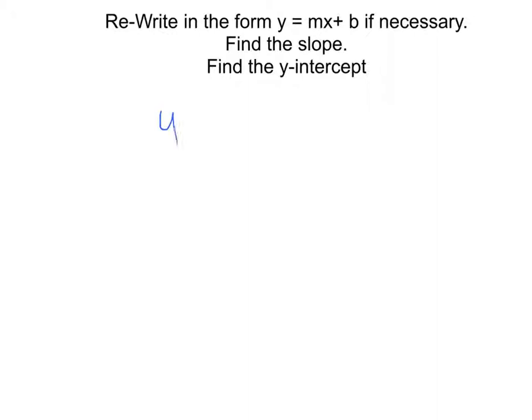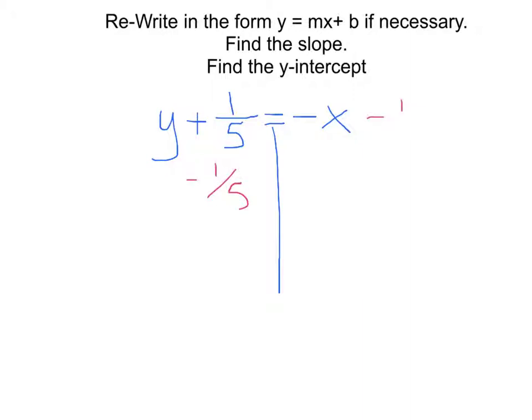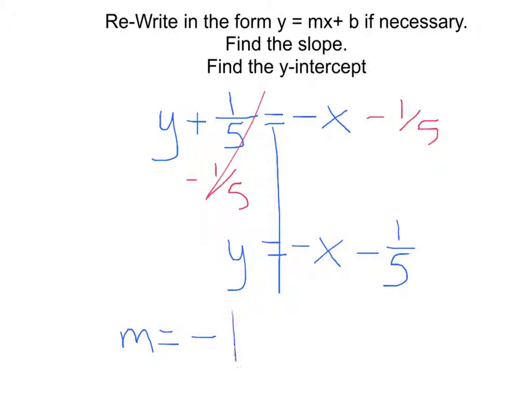Here's our third example, y plus 1/5 equals negative x. We want to solve for y, so let's subtract 1/5 on both sides. So y equals negative x minus 1/5. And that means that our slope is negative 1 and our y-intercept is a negative 1/5.